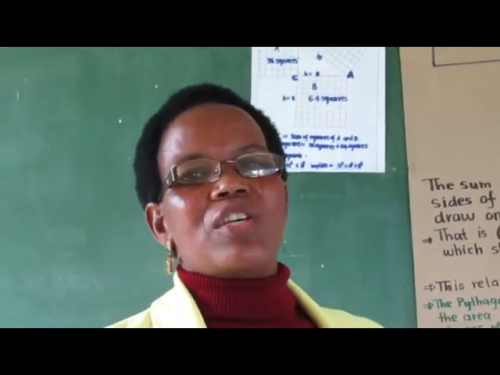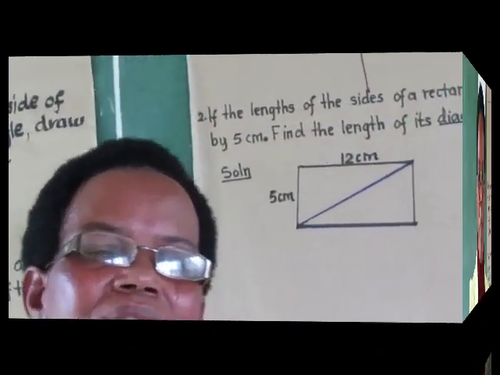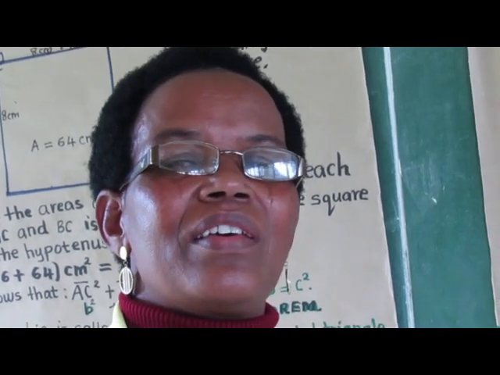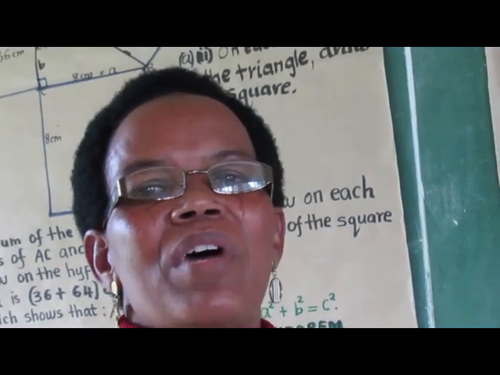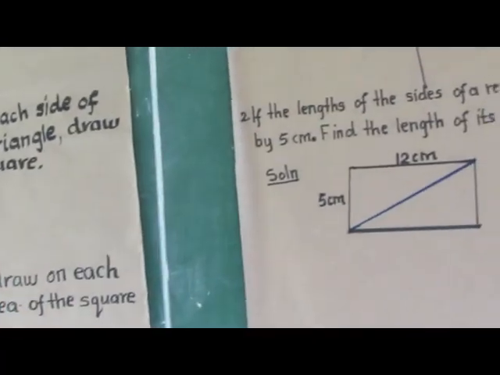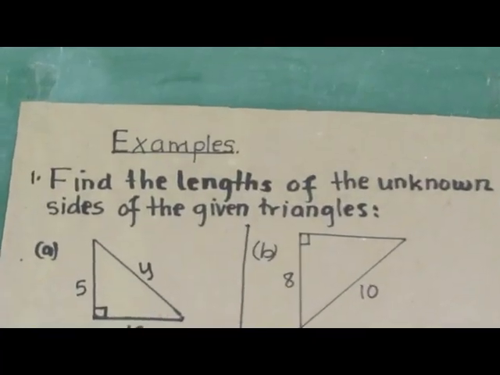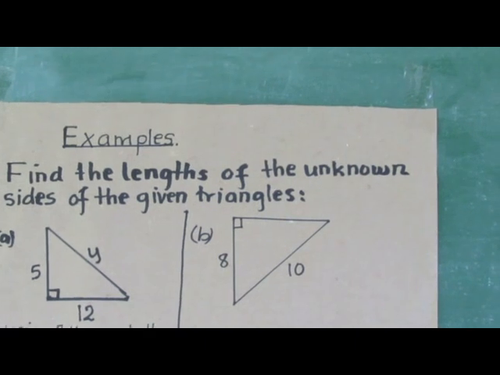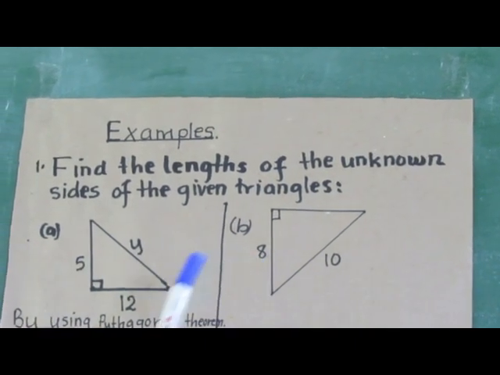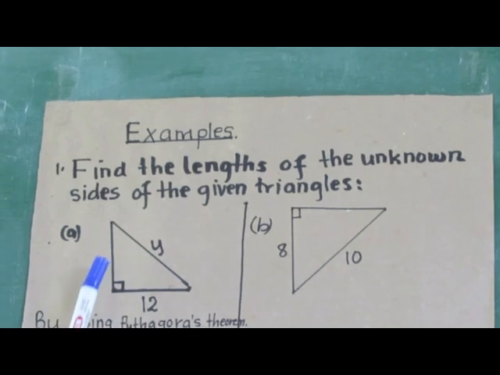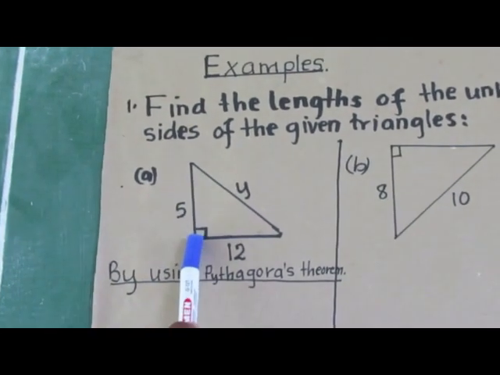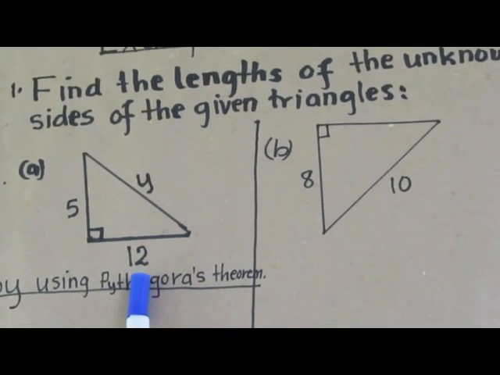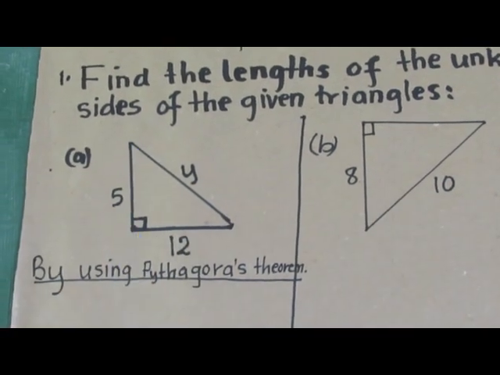Let us see the application of the Pythagoras theorem. Now, let us see a few examples on how to apply the Pythagoras theorem in solving mathematical problems. Here is example number 1. Find the length of the unknown sides of the given triangles. There are two triangles here, A and B. Let us start with triangle A. The height of this triangle is given, that is 5 units, and the base is 12 units. Now you have to find the hypotenuse.